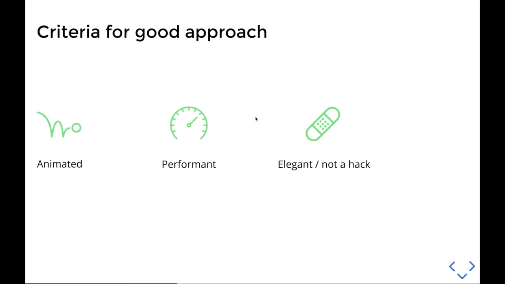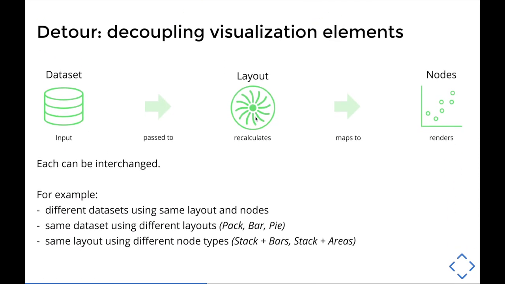So the criteria I set out with when I started to make my library was that firstly, it should be animated, it should have high performance, and the code inside the library should be elegant and not feel like a hack. And before I get to the fourth criterion, I want to take a quick detour.